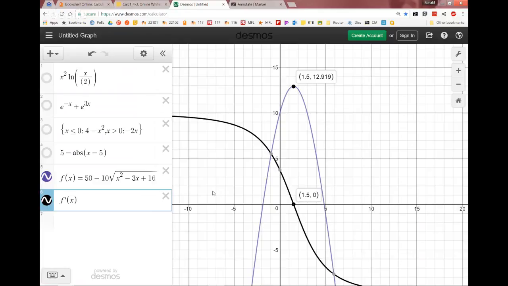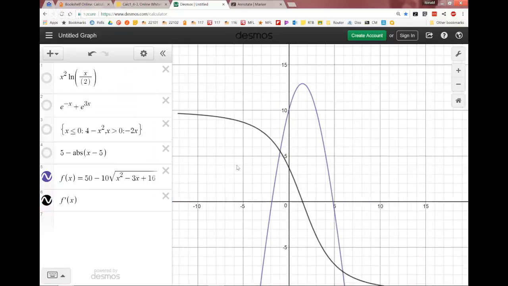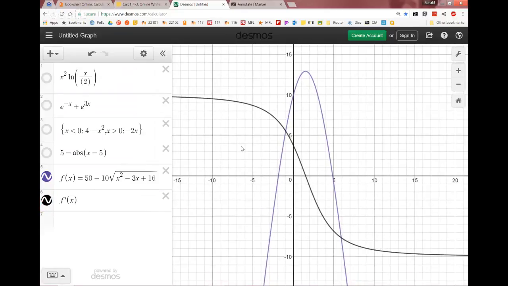Let's see. So where is the derivative? Where is the black curve positive? And the answer is anything to the left of 1.5. It's positive. And if you look on the purple graph, when is the slope positive? Anything to the left of 1.5. So you see how that matches.